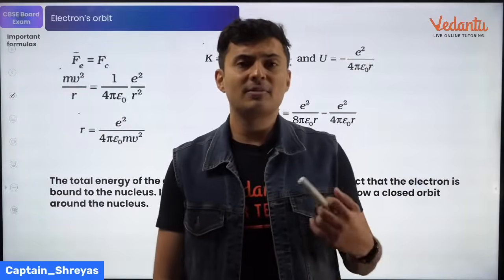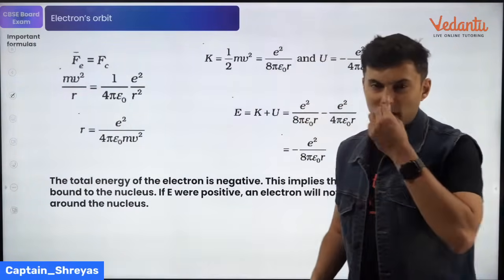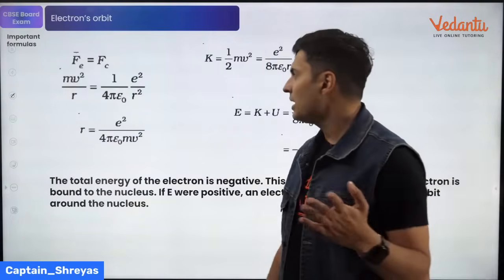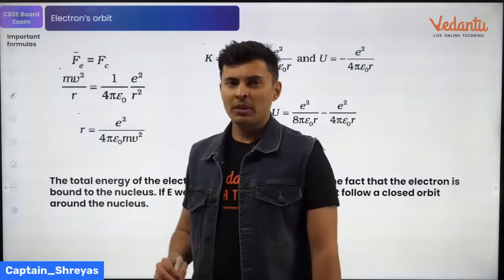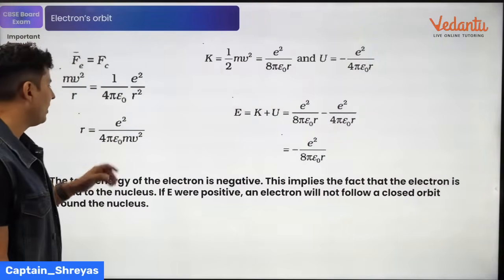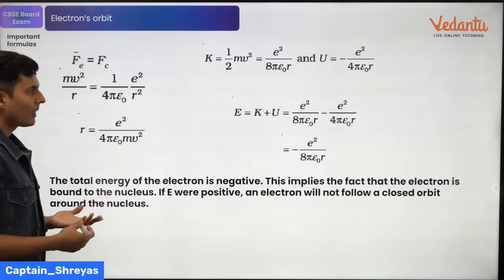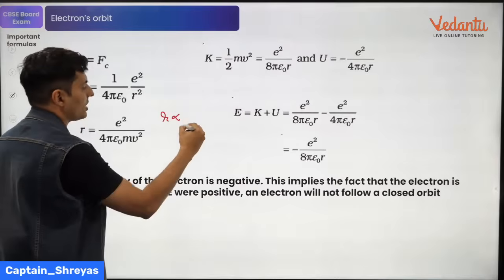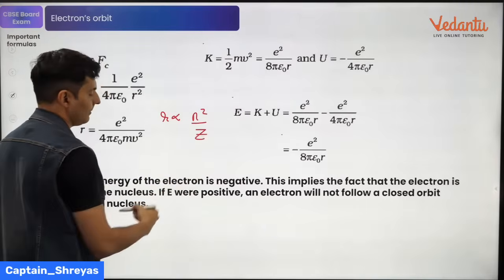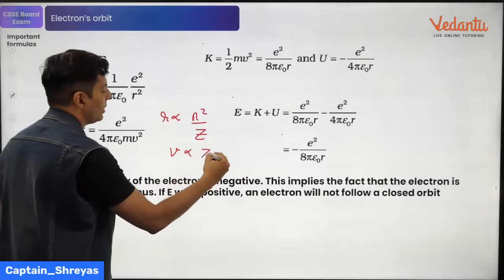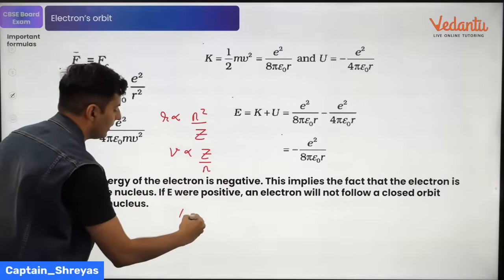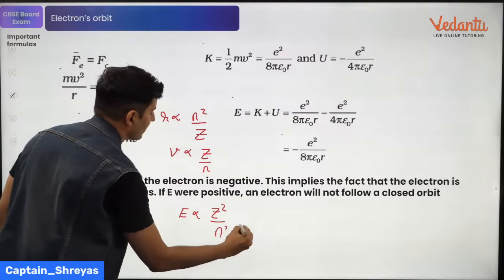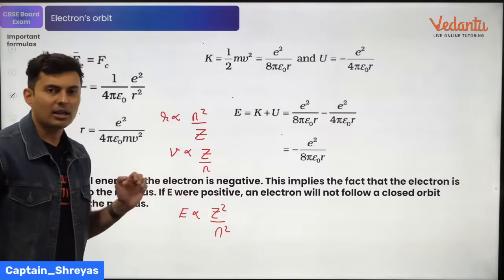Now, the next model is basically your model of Bohr, which is used to find the radius or the speed or the energy. The derivations you should know. The main thing you should also know is the final formula. What is it proportional to? For example, radius is proportional to n square by Z. Velocity is proportional to Z by n. Energy is proportional to nothing but Z square by n square. You should know this at least.